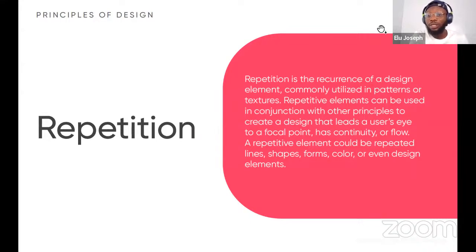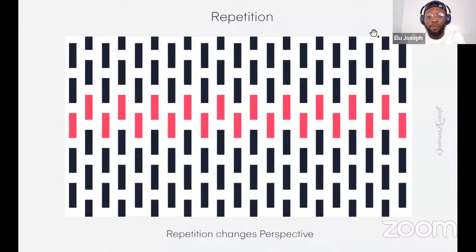So repetition is repeating stuff, basically. And I said it's majorly used for patterns or textures, right? Then we had an example here, and it said repetition changes perspective. You see, it is repeated, just the shapes, same shape everywhere.